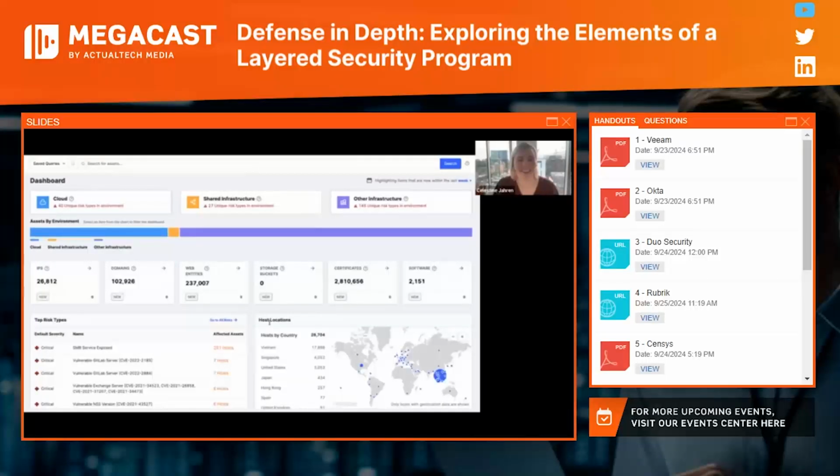So ultimately, Census empowers your organization to prevent breaches, protect brand reputation and customers, gain visibility into critical assets, and reduce cloud sprawl and shadow IT. And lastly, saves your security team a lot of time and heartache.